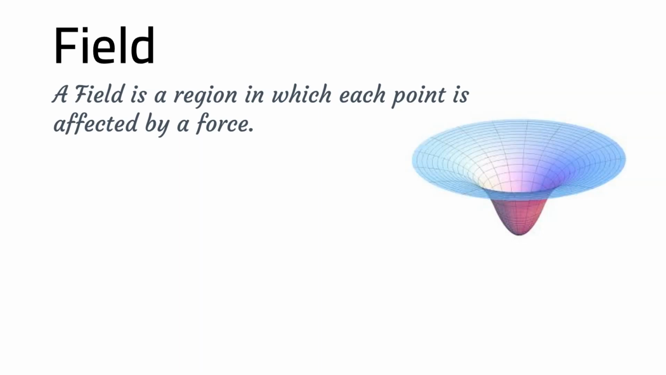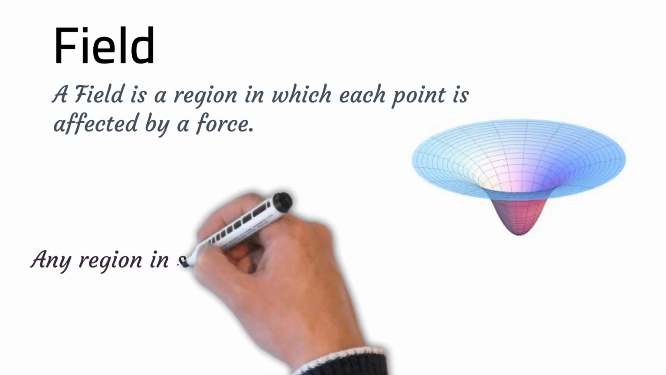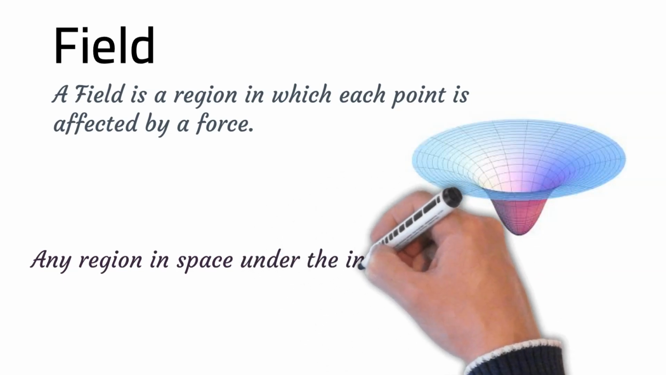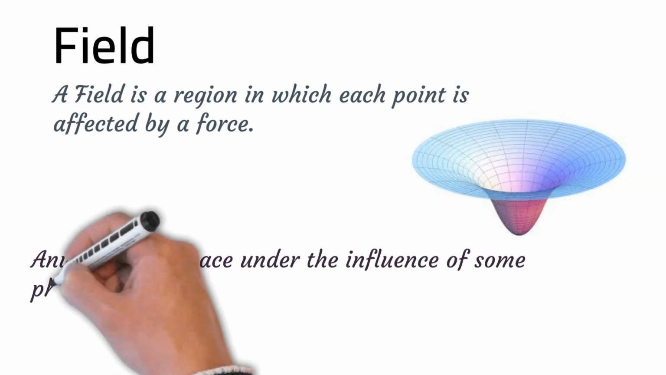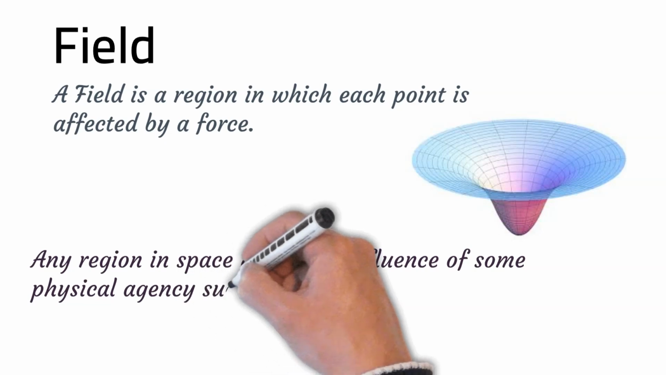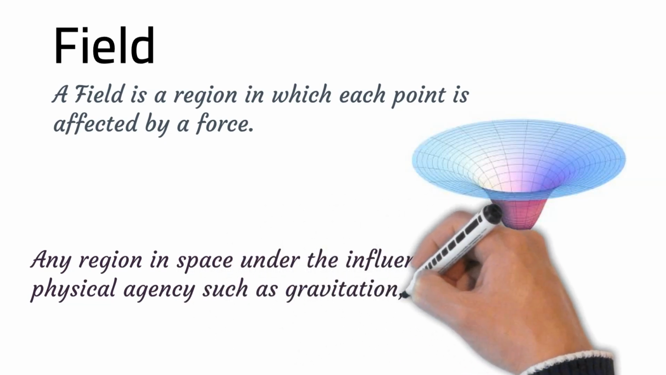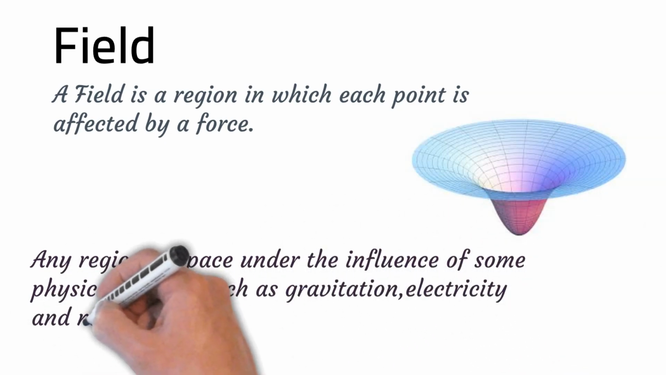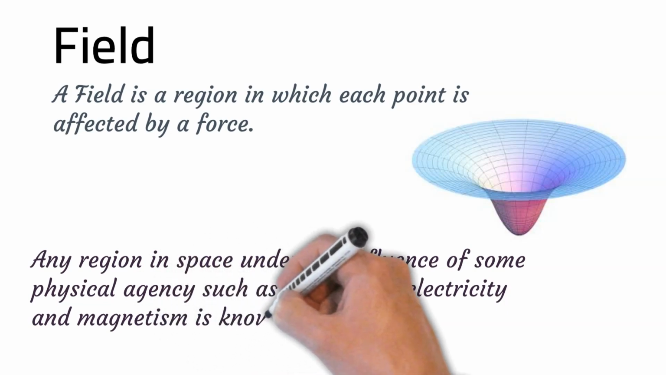Now, a small metallic object close to a magnet is attracted by the magnet because it is influenced by a magnetic field. There is a field around an electrically charged object. So any region in space under the influence of some physical agencies such as gravitation, electricity, and magnetism is called a field.